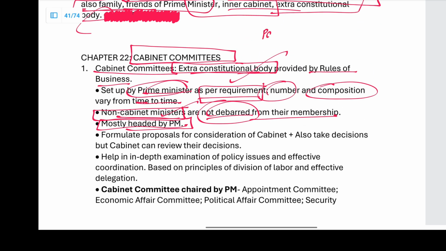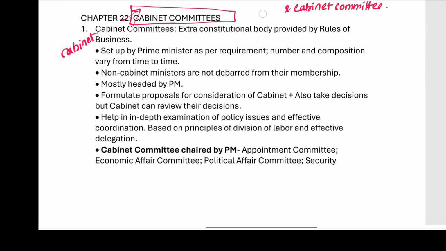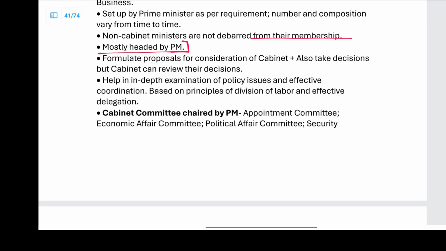We need to know the difference between the parliamentary committees and cabinet committee. So the Prime Minister, here we can have the non-cabinet ministers also. Ministers outside the cabinet also participate in this cabinet committee. They are not debarred, right? The non-cabinet ministers are not debarred from their membership. It is mostly headed by the Prime Minister.